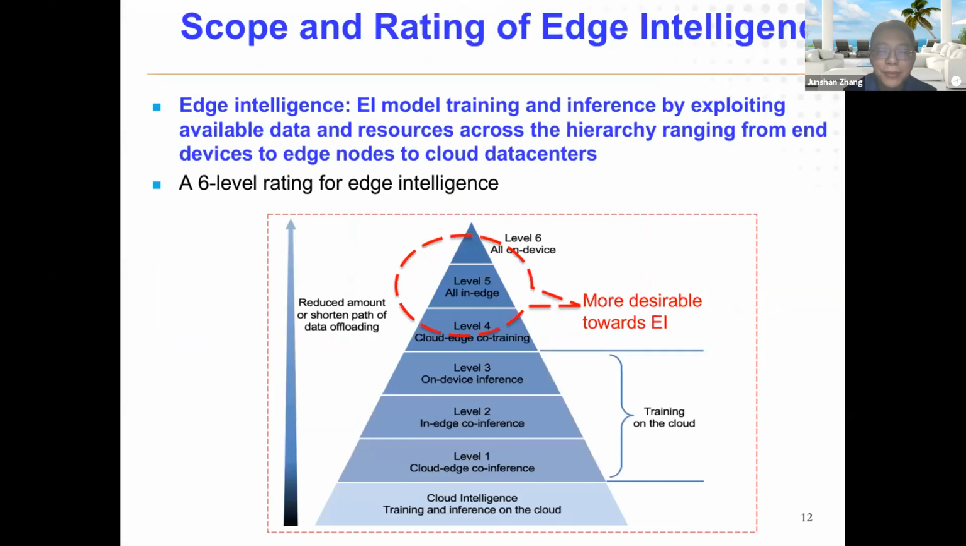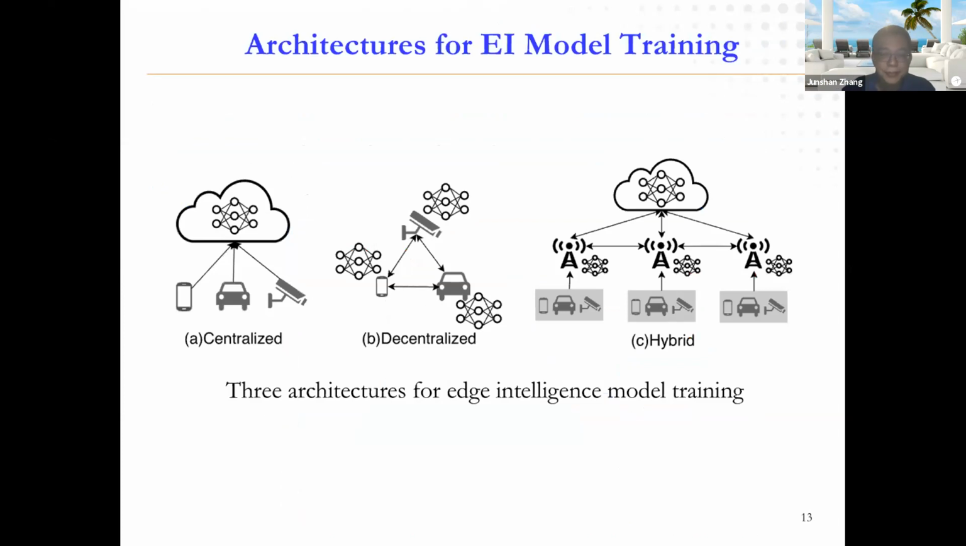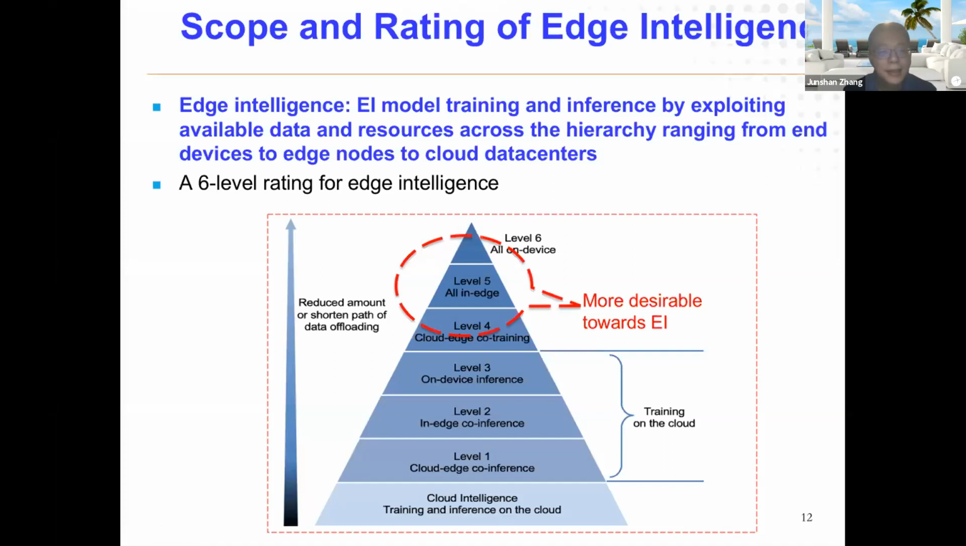Over the past few years, we have been working on edge intelligence. Broadly speaking, we use edge intelligence to refer to model training and model inference, by making use of all available data and resources across the hierarchy, all the way from edge devices to edge nodes, edge servers to cloud data center. So we classify edge intelligence into 6 levels. This is a pyramid, reminiscent of the 6 levels for autonomous driving. In fact, I drew this pyramid inspired by that.